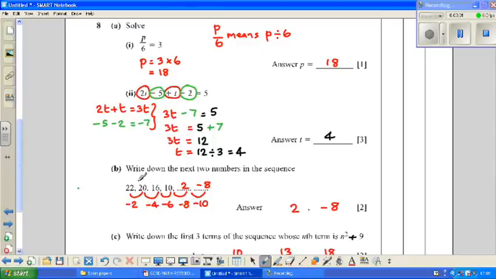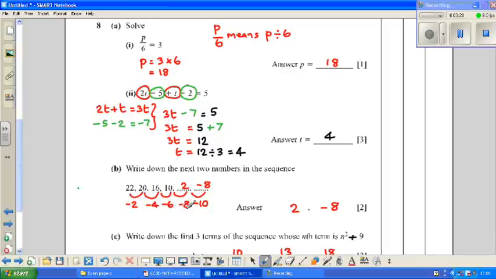So when you go from 22 to 20, that's minus 2. 20 to 16 is minus 4. 16 to 10 is minus 6. So by now, if you've written those down underneath, you can see the pattern. So the next number is going to be minus 8. So it's going to be 10 minus 8 is 2.